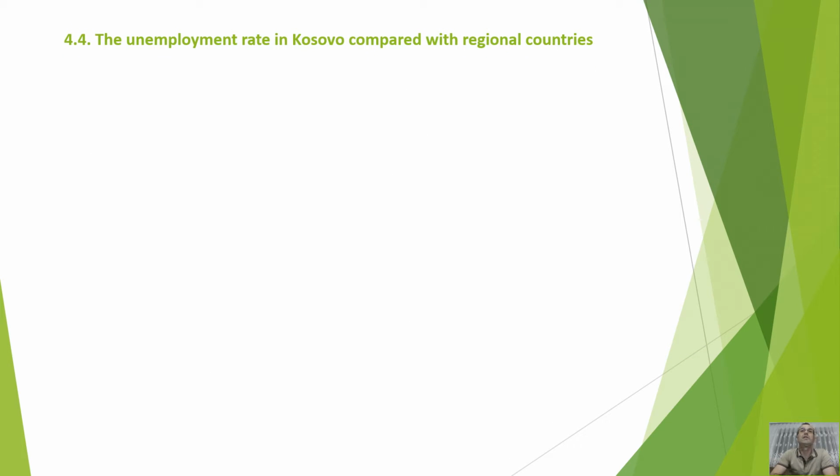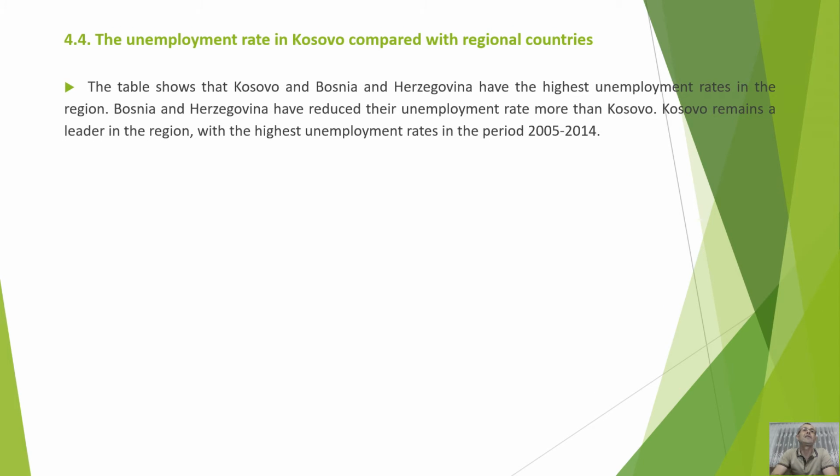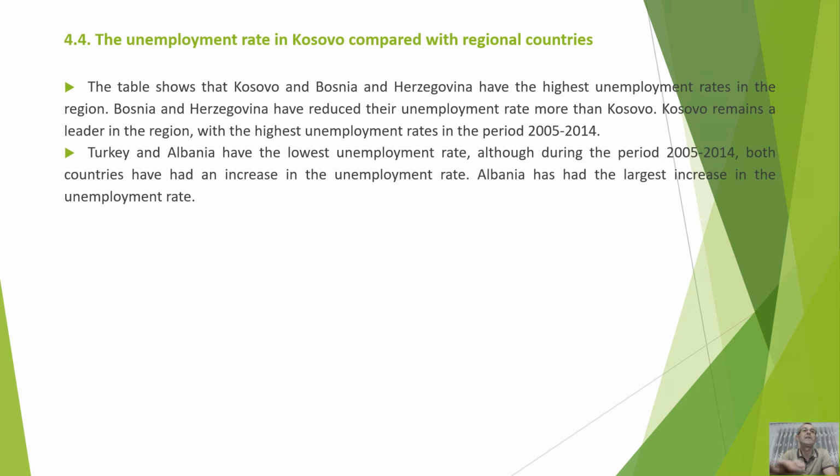The unemployment rate in Kosovo compared with regional countries. The table shows that Kosovo and Bosnia and Herzegovina have the highest unemployment rates in the region. Bosnia and Herzegovina have reduced their unemployment rate more than Kosovo. Kosovo remains a leader in the region with the highest unemployment rates in the period of 2005 till 2014. Turkey and Albania have the lowest unemployment rate, although during the period 2005 till 2014 both countries have had an increase in the unemployment rate. Albania has had the largest increase in the unemployment rate.